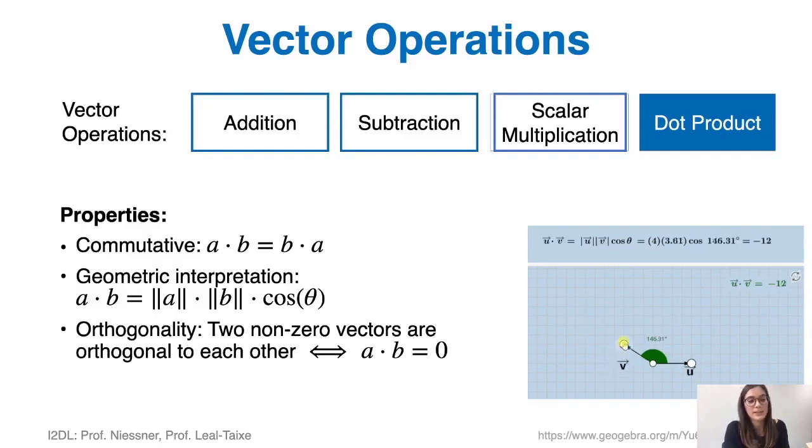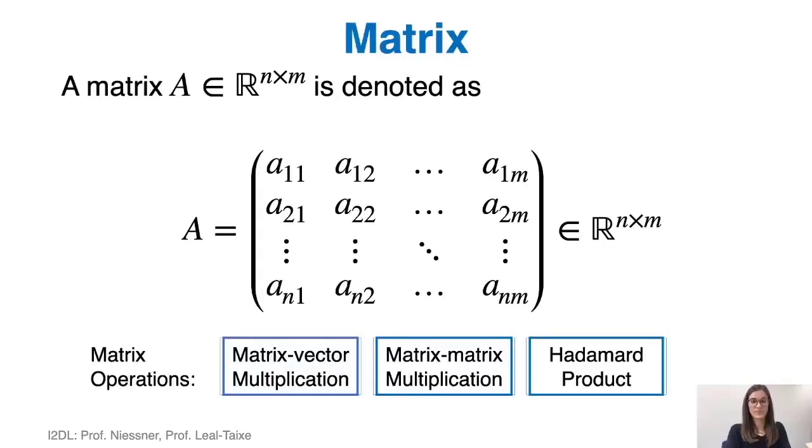I just start the animation, and you can see that if the angle between two vectors is bigger than 90 degrees, you obtain a negative dot product. If the angle is exactly 90 degrees, then our dot product is 0, and if the angle is smaller than 90 degrees, then we have a positive dot product. So this is something which you should know about the dot product, which is quite interesting.